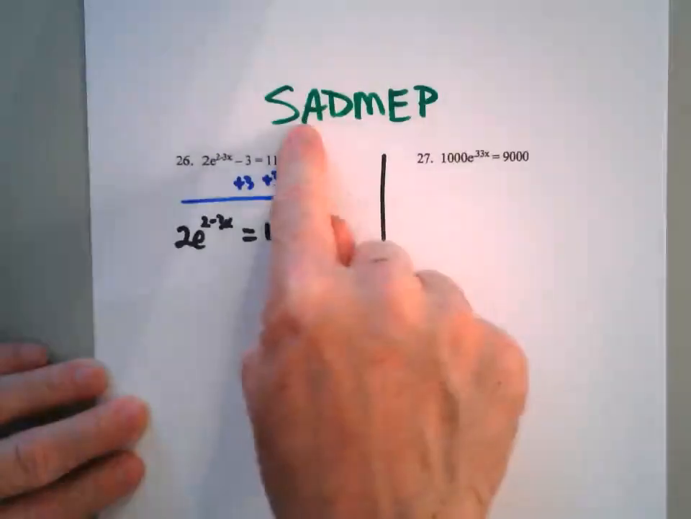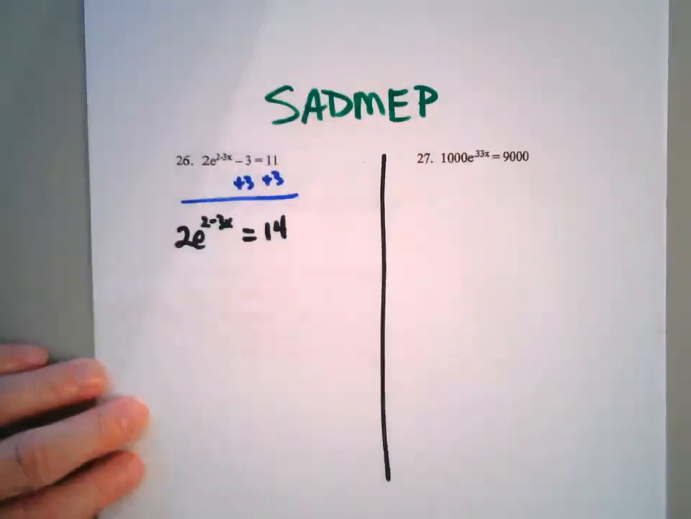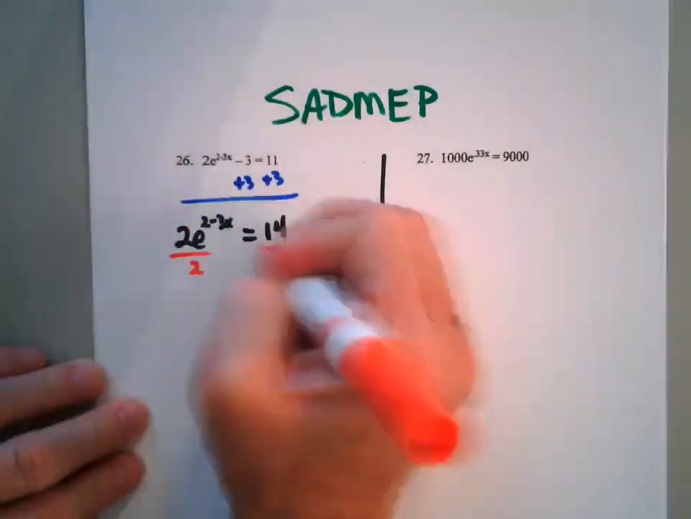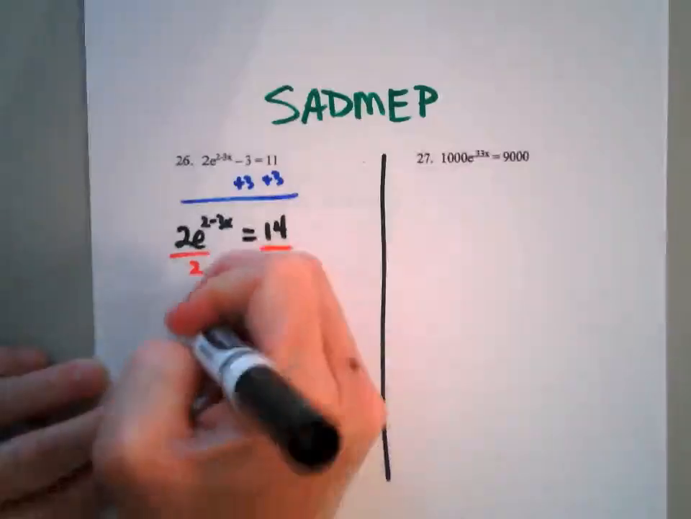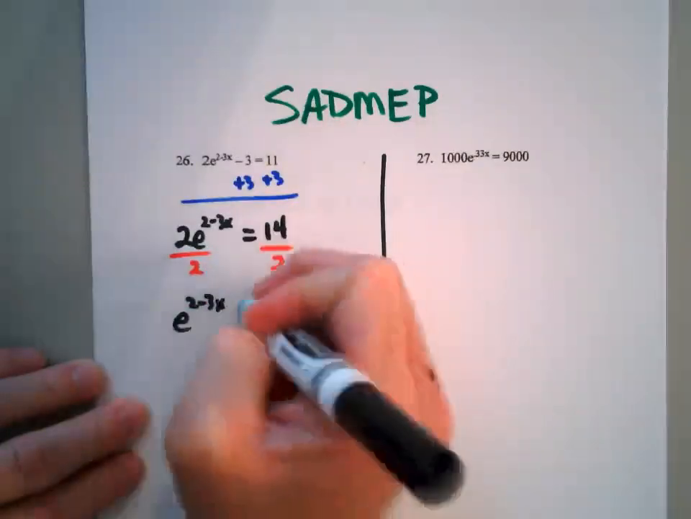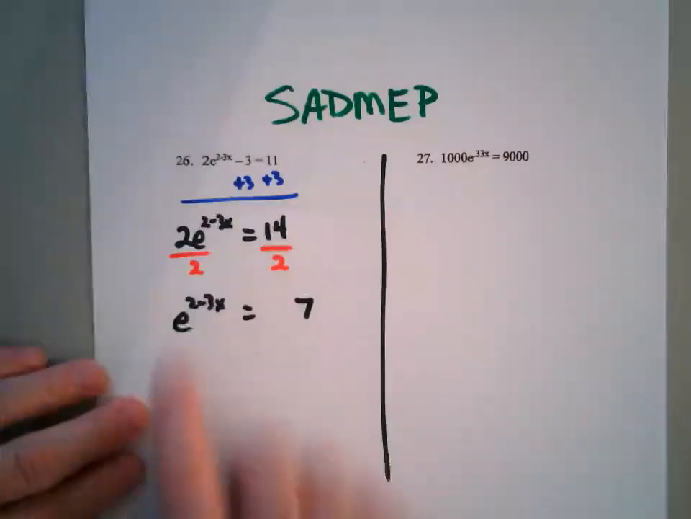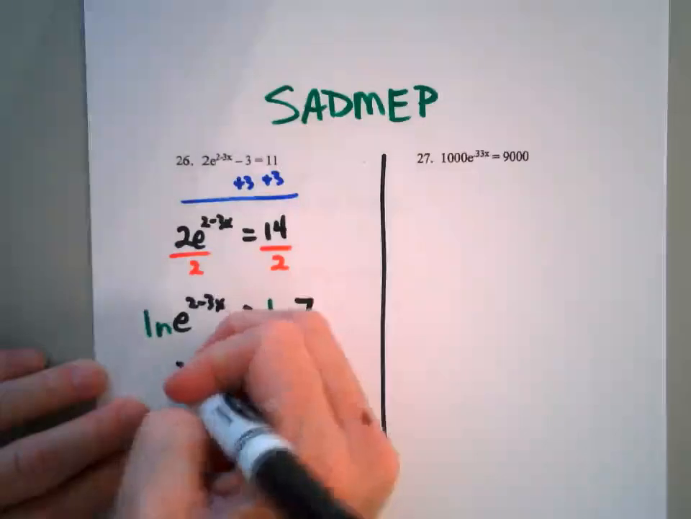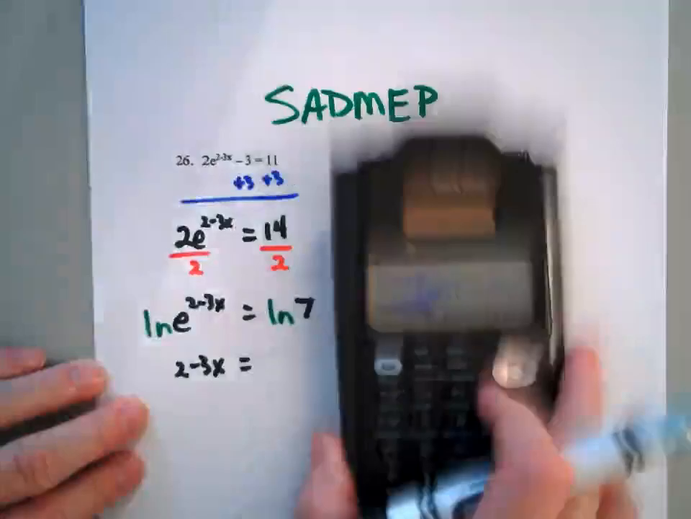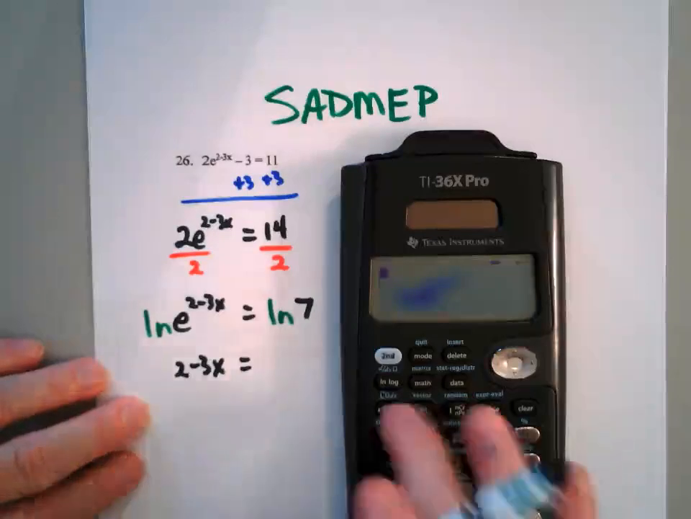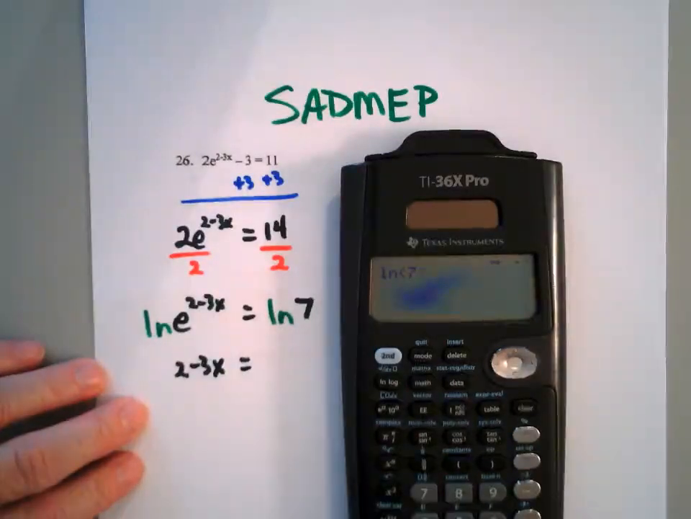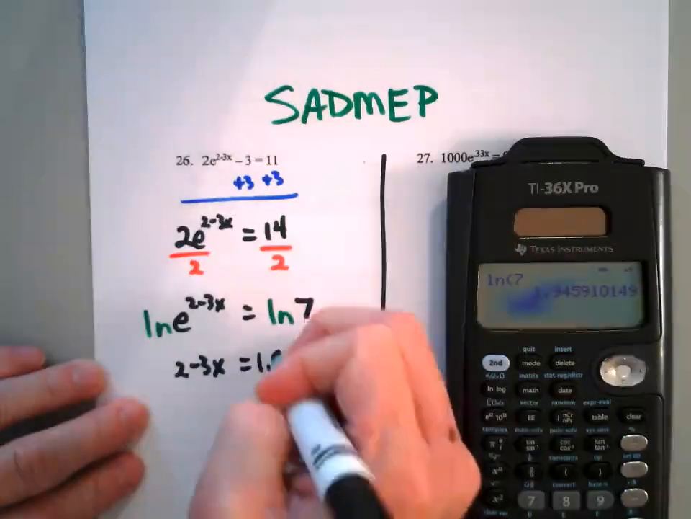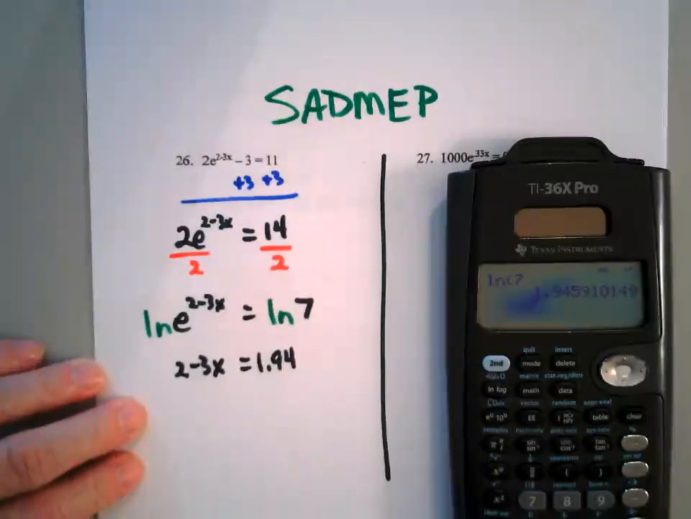All right, so that was subtraction, addition. Is there any division, multiplication? Yes. Let's divide by 2. E to the 2 minus 3x equals 7. How do you get rid of the e? We natural log both sides. Two minus 3x equals, time for the calculator, can't do this in my head, the natural log of 7. 1.946.